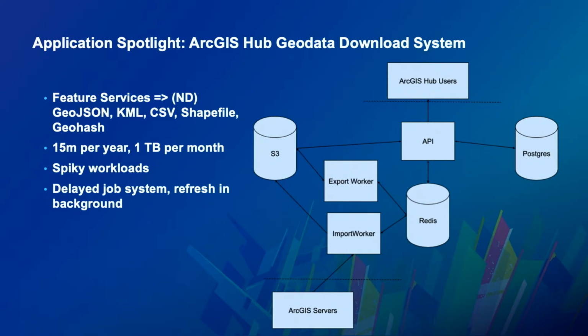ArcGIS Hub users request data from the API. It's going to pull it out of S3 if that's available. If it's not, it's going to do some things with Postgres to schedule jobs. The job queue is actually run in Redis, and there are import and export workers. Import workers pull data out of ArcGIS Server and write it into S3. Export workers pull data out of S3, translate it, and write it back to S3. It's all running in streams, very efficient, but sometimes we need to run like 50 import workers or 50 export workers at a time, really scaling up the cluster.